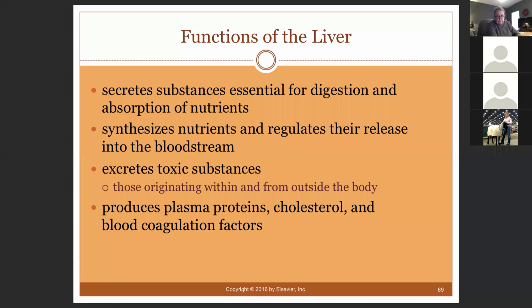So basically the parts to the liver: you have the liver lobes, you have the gallbladder, and you have the bile duct. And then you have the hepatic artery and the hepatic, or the portal vein. Those are the primary structures. The functions of the liver are on this slide, slide 69: process material for digestion, synthesize nutrients, excrete toxins, produce proteins and clotting factors. So a lot of important stuff.